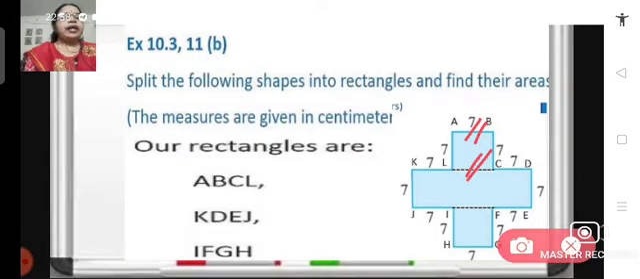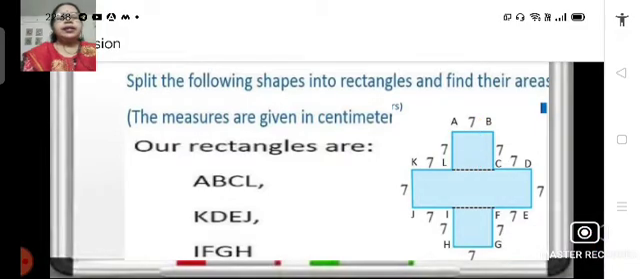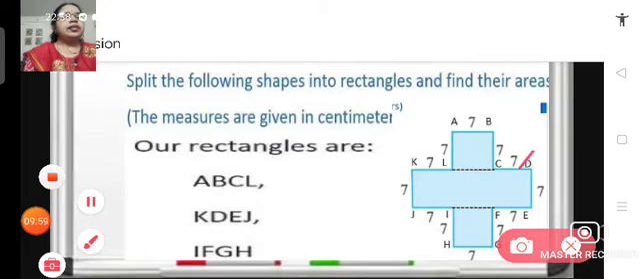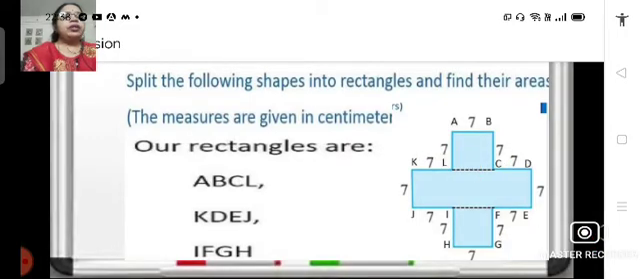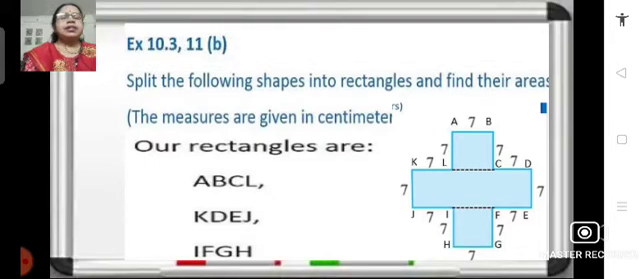And next side, what we have to find out? We have to find out KD. KD is this one. KD will be equal to KL plus CL plus CD, isn't it? KL is 7, CL we have found out is also 7, and CD is also 7. So what will be the length of KD? It will be 7 plus 7 plus 7, that is 7 multiplied by 3, which is 21. So the length of KD will be 21.